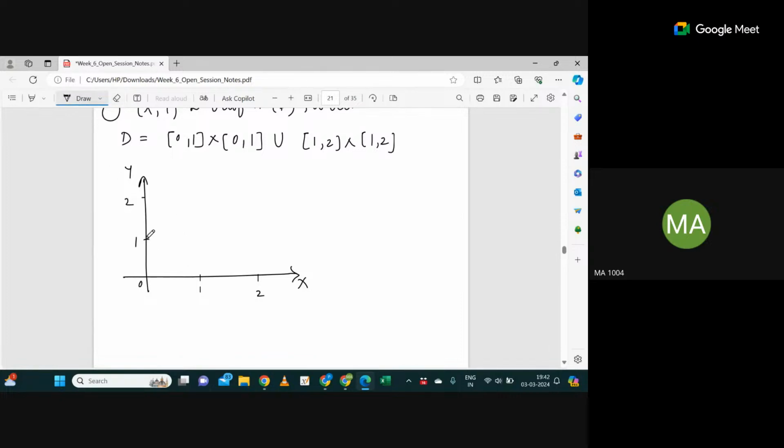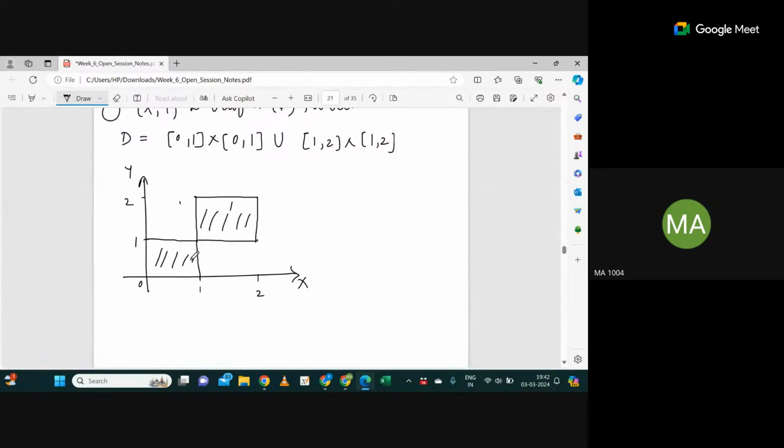Yes or no? Right? Yes, sir. Then 1 to 2 times 1 to 2, that means this one. Just draw the square properly. Okay, so these are the regions, right?